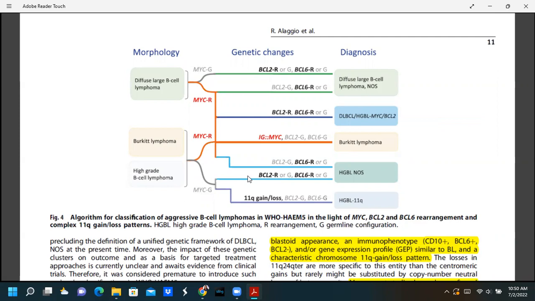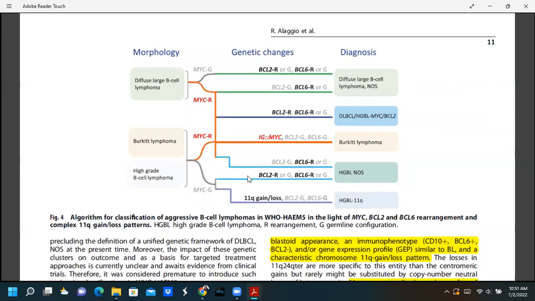Now with MYC rearrangement, if you have BCL2 rearrangement and BCL6 rearrangement, this will go into the MYC and BCL2 category. Then if MYC is rearranged and it has a translocation with IgH, immunoglobulin IG, then it will go into the Burkitt lymphoma category. Then if MYC is rearranged, but BCL2 is not, and morphology wise it is high grade, then it will go into high grade B cell lymphoma NOS. Then if MYC is germline and BCL2 is rearranged and morphology wise it is high grade B cell lymphoma, then again it will go into high grade B cell lymphoma. And if the morphology is high grade B cell lymphoma, but there is 11q gain or loss, then it will go into high grade B cell lymphoma with 11q gain or loss.